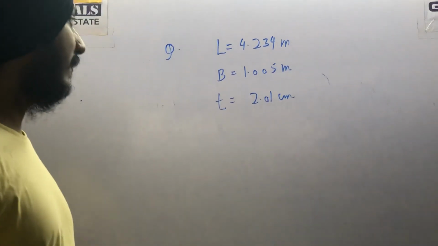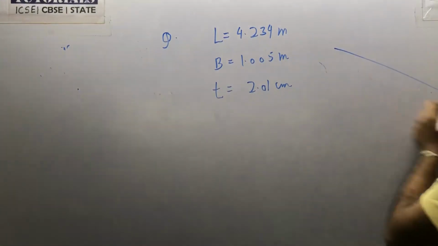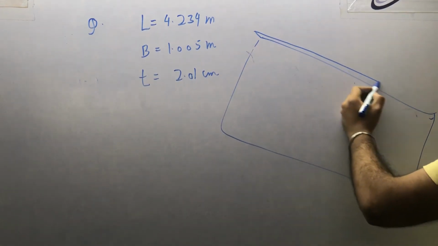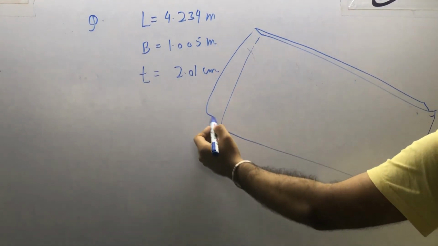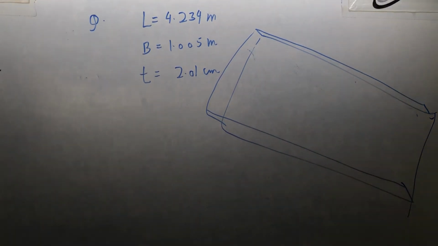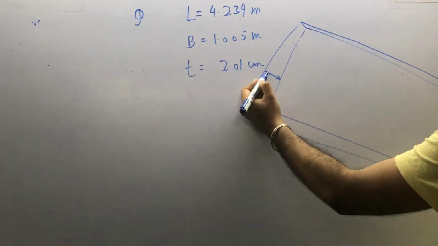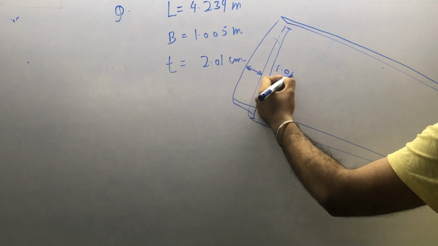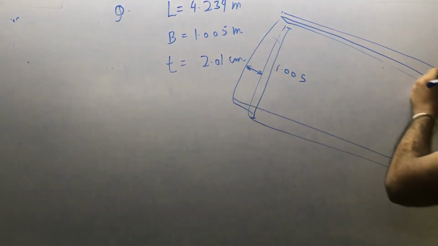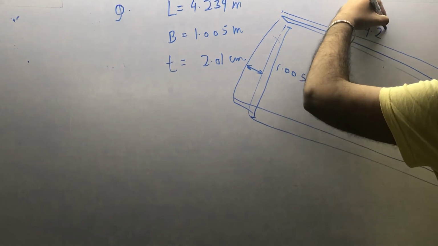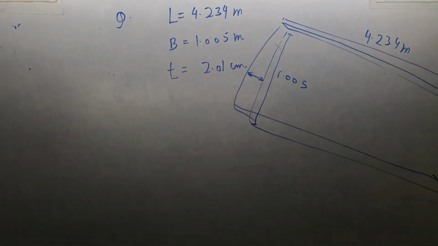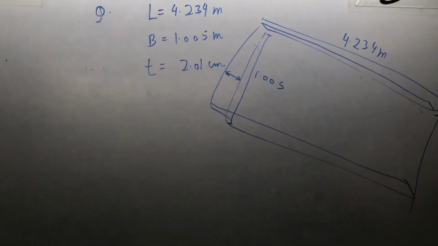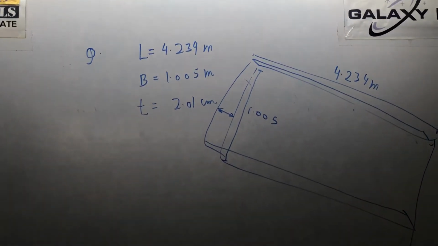Okay, so basically they have given that there is a rectangular sheet here. Okay, it is a little bit thick. This is the rectangular sheet we are talking about. They have given the thickness 2.01 centimeter, the breadth 1.005 meter, and the length, that is 4.234 meter. So they have given length, breadth and height. They have asked us to find the area and volume to the correct significant figures.